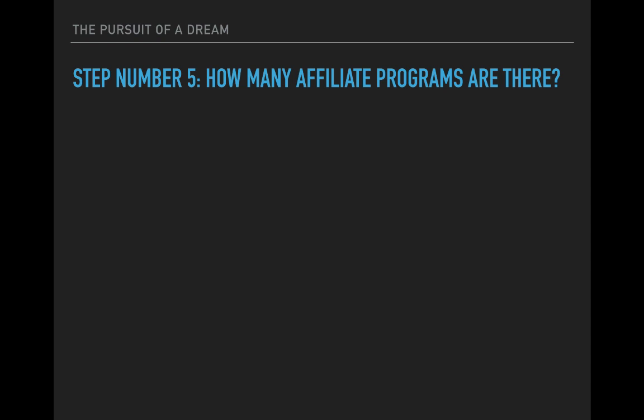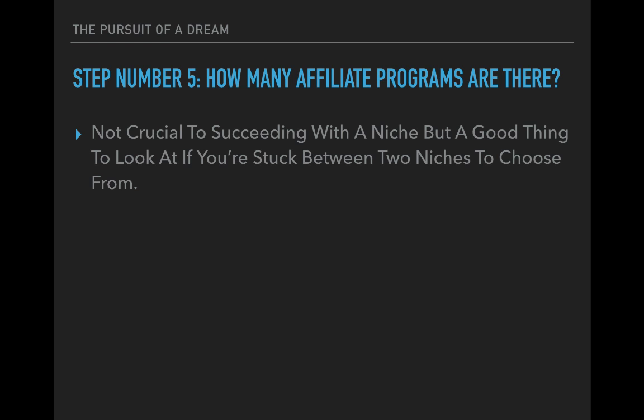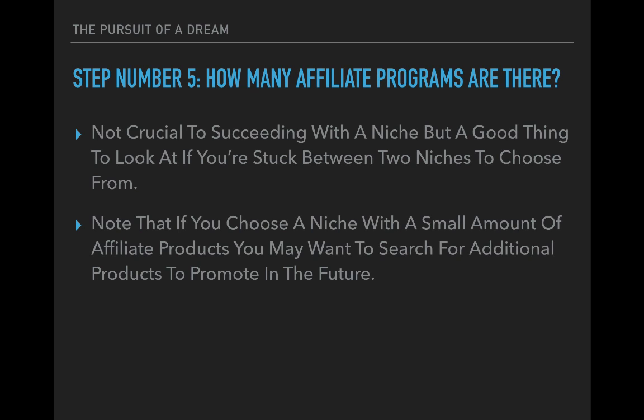Okay, so the next step you want to take is to have a look at how many affiliate programs there are for the niches you chose in step 1. It's not crucial to succeeding with a niche, but it's a good thing to look at if you're stuck between choosing 2 niches. Note that if you choose a niche with a small amount of affiliate products, you might want to search for additional ones in the future to promote, or you'll be promoting the same ones again and again. Like I said, this step isn't crucial, but it's something to have a look at anyway.